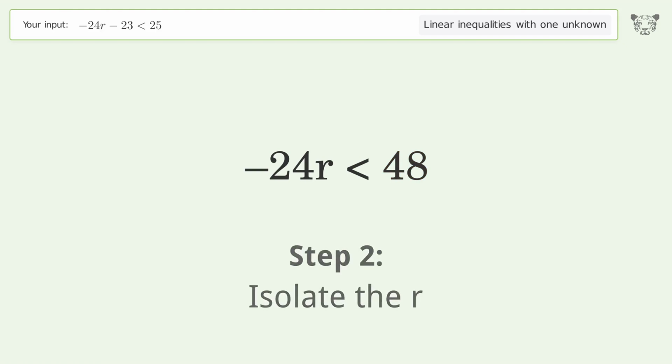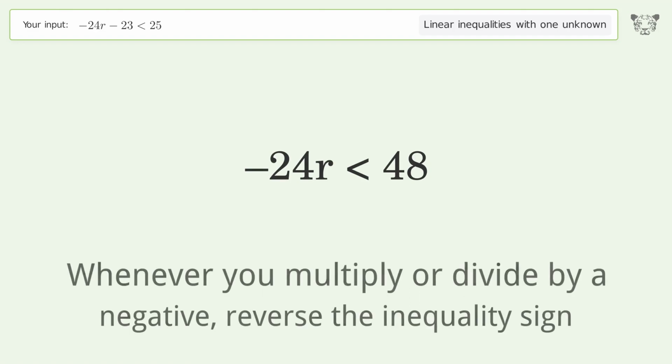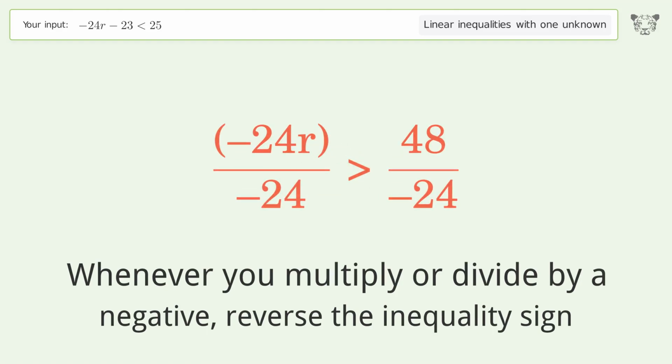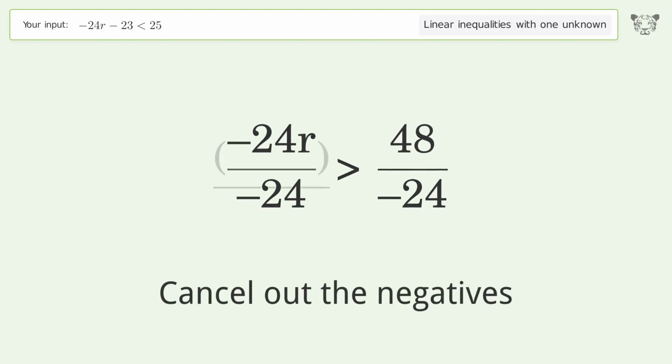Isolate the r. Divide both sides by -24. Whenever you multiply or divide by a negative, reverse the inequality sign. Cancel out the negatives.